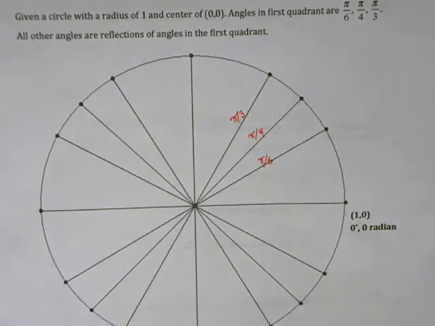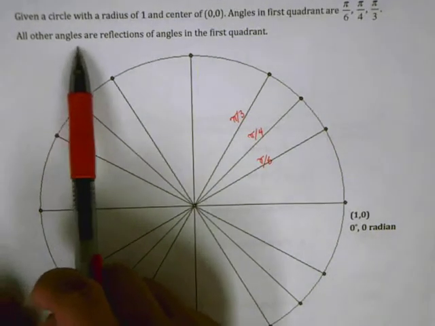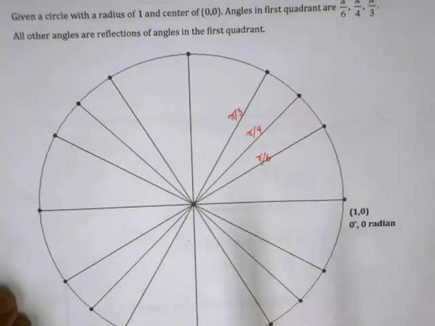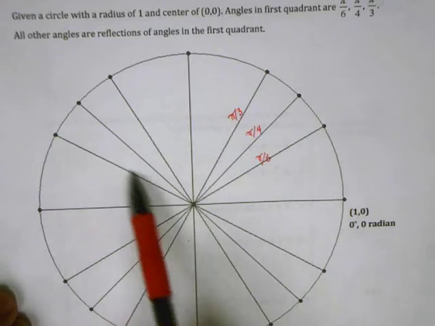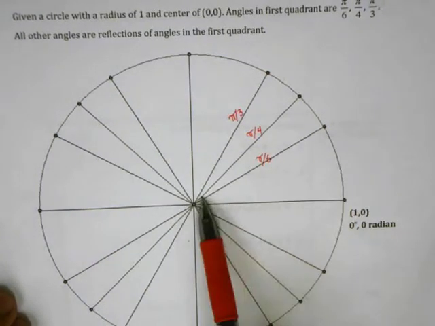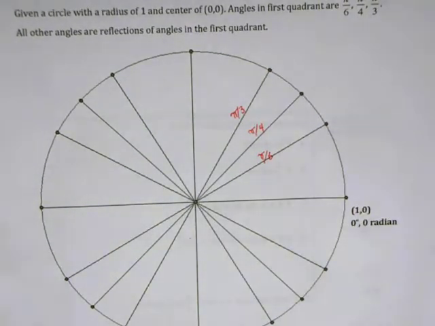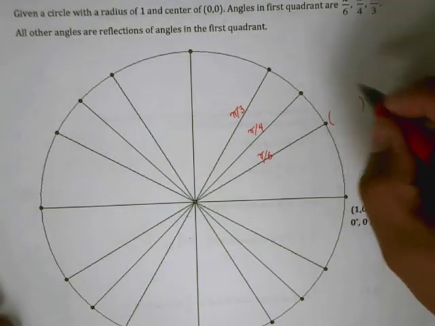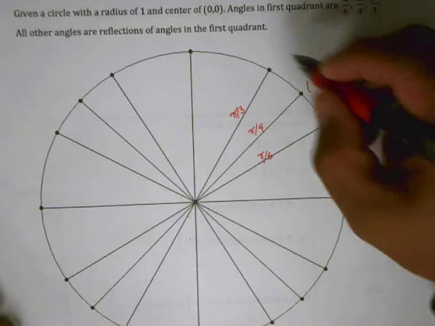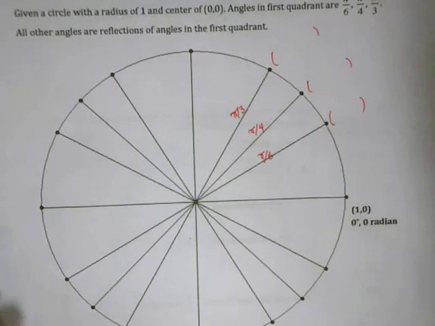And all the other angles in the unit circle are reflections of angles in the first quadrant. For example, this angle right here is a reflection of this angle right here in the first quadrant all the way around. And our goal here is to fill in all of the points on the unit circle. What are the coordinates of these points?